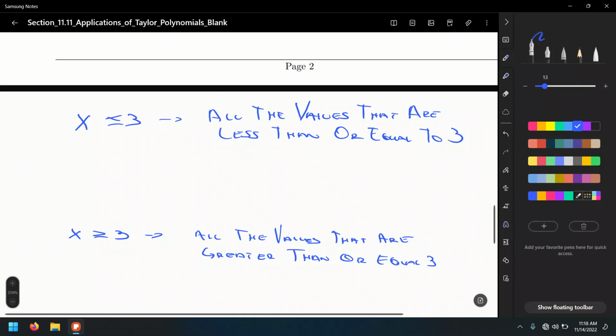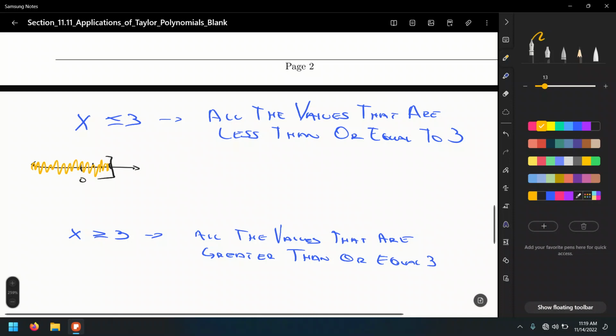However, another interpretation of these inequalities, well, how about we graph them? There's a 0, 1, 2, 3. In this case, I'm going to go like this in a shade.